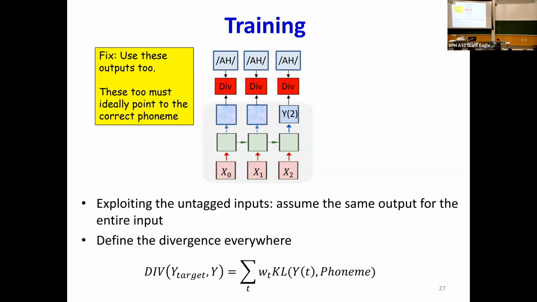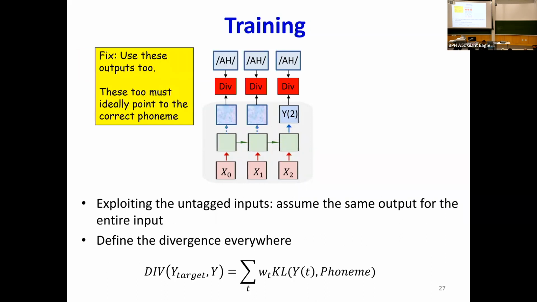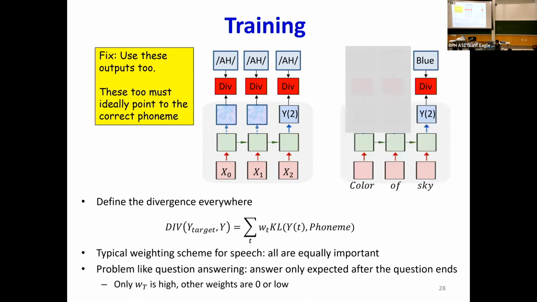What have I done in this process? I've actually taken what was an asynchronous problem, right? I didn't have an output for every input. I converted it to a synchronous problem. And now we know how to deal with synchronous networks. Yes, Advait? But for the color of sky type of... Thank you. Right. So I can define my divergence everywhere.